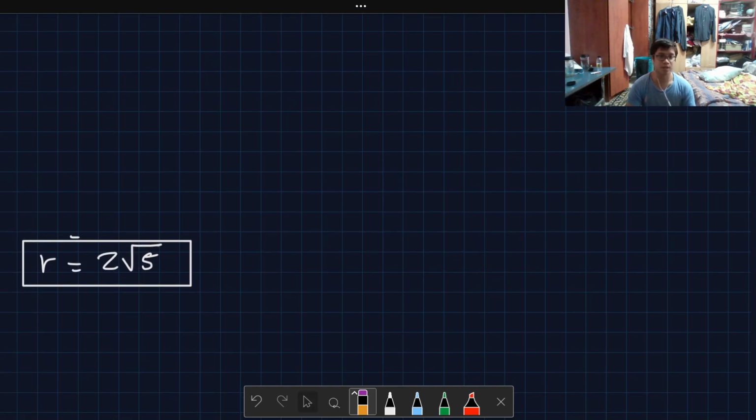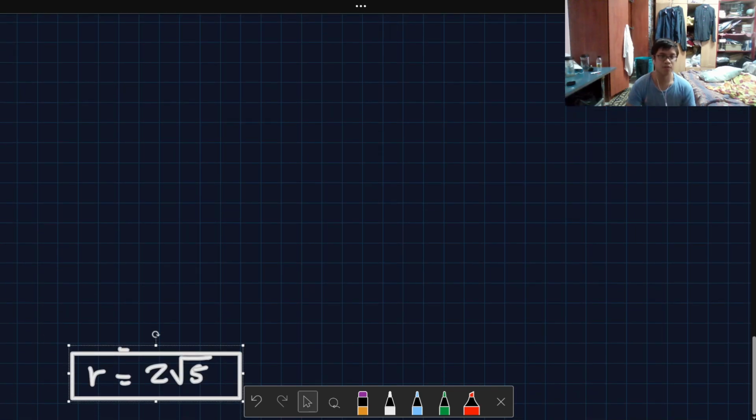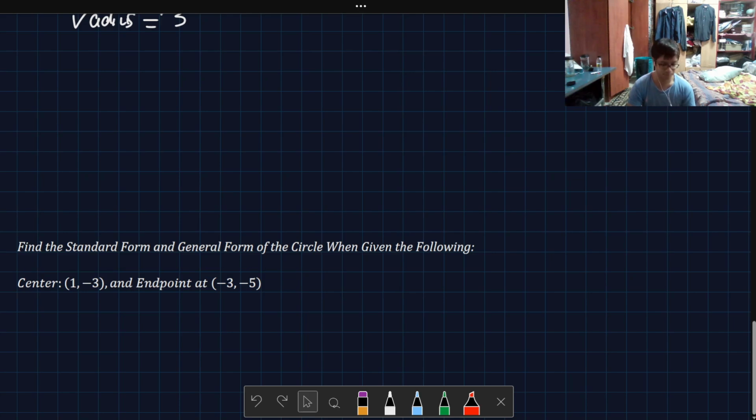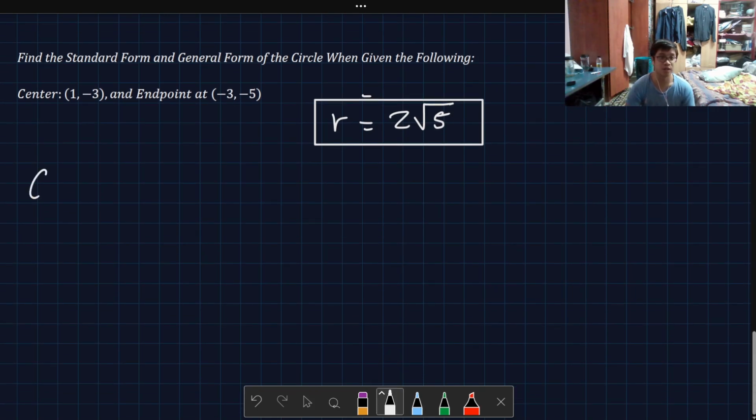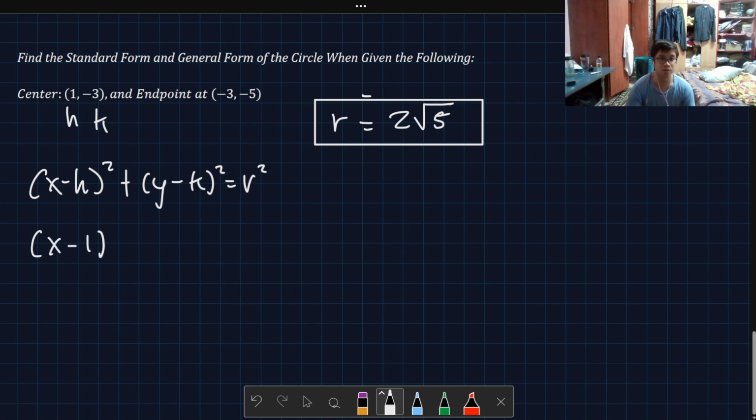So here in this case, you have your radius as 2 square root of 5. Now, we can substitute it in our standard form. So, remember, in the center, your h is on the left, your k is on the right. So, substituting it here, you will have x minus your h, 1 squared, plus y minus your k, negative 3 squared. And then here, your radius, you're going to square 2 square root of 5.